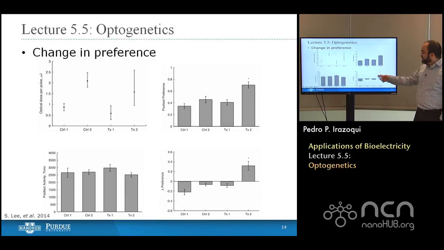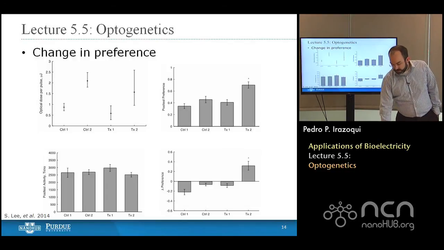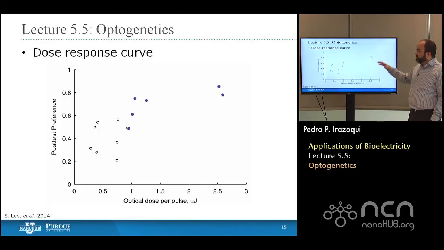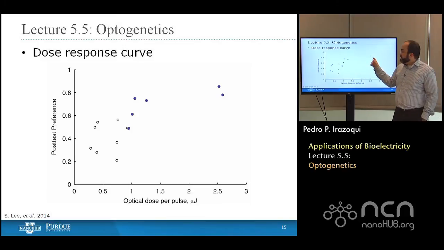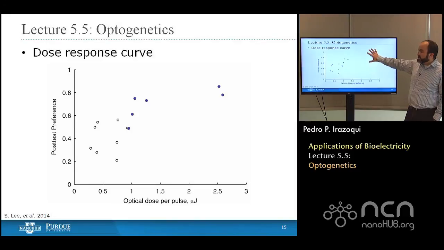But the stimulated animal, particularly the one in the second group, has a dramatic change in preference from dark to light. So this animal has effectively become addicted to the optical stimulation, thereby demonstrating that this optogenetic device works in a live behaving animal. And if you look at the dose response curve, you can actually make a map between the amount of light that you're delivering to different populations of animals and the amount of post-test preference that you observe in those animals.